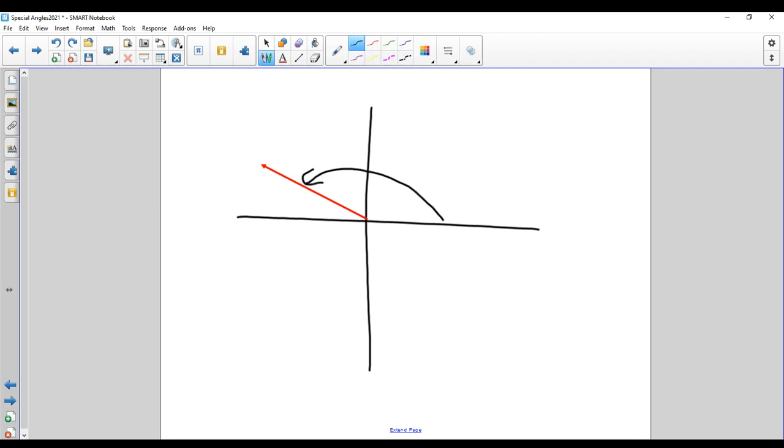But the other question I have for you, Emily, is what's my related acute angle? In other words, how far am I from the closest x-axis when I'm at 150? When I'm at 150 degrees, I'll be 30 degrees away. So my RAA is 30 degrees. So any question I'm going to ask about 150 can be answered by looking at 30 degrees.